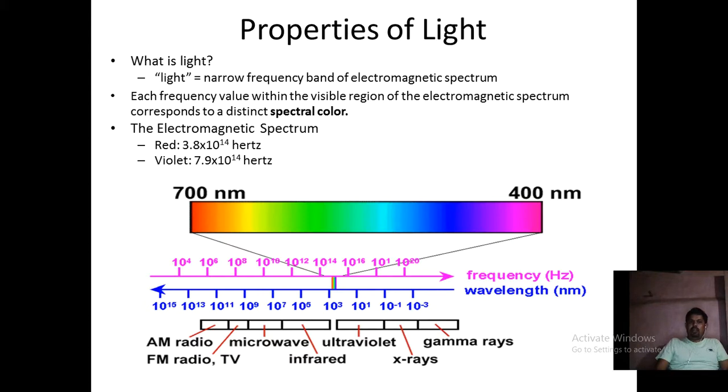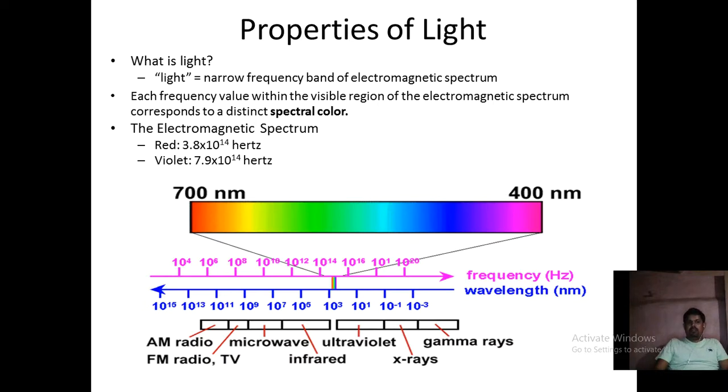Each frequency value within the visible range of the electromagnetic spectrum corresponds to a distinct spectral color. Every wavelength, every frequency value will generate a different color in that spectrum, which our eye can visualize. The range starts from the lower side, 3.8 into 10 to the power 14 hertz, to the higher side, 7.9 into 10 to the power 14 hertz.